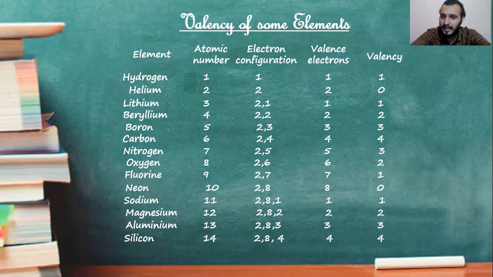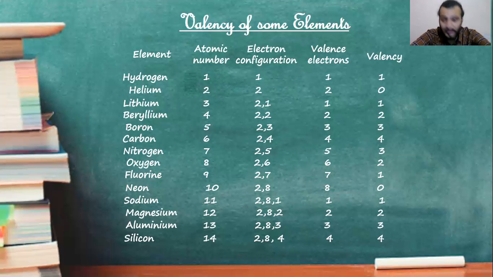Okay, so this is how we can find valency of different elements. One thing we have to observe over here is that maximum valency possible is 4 and minimum valency possible is 0. Less than 0 valency is not possible, more than 4 valency is also not possible. So maximum 4, minimum 0. This you have to remember.